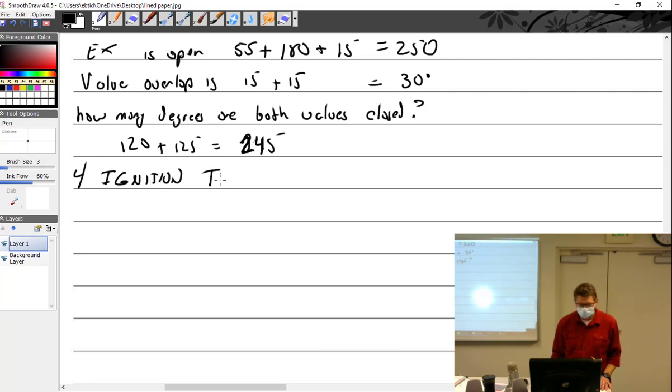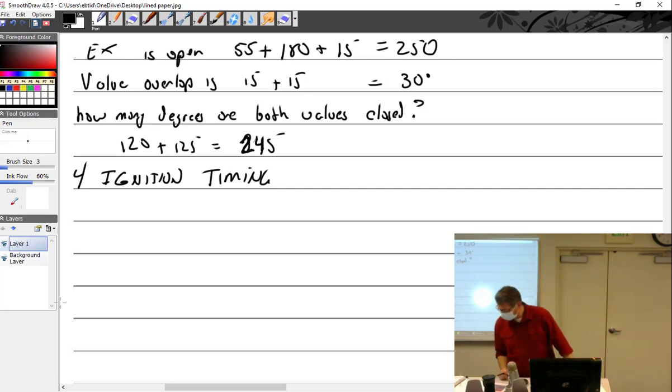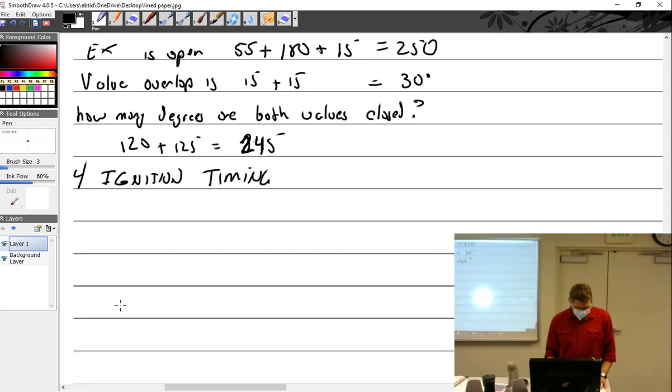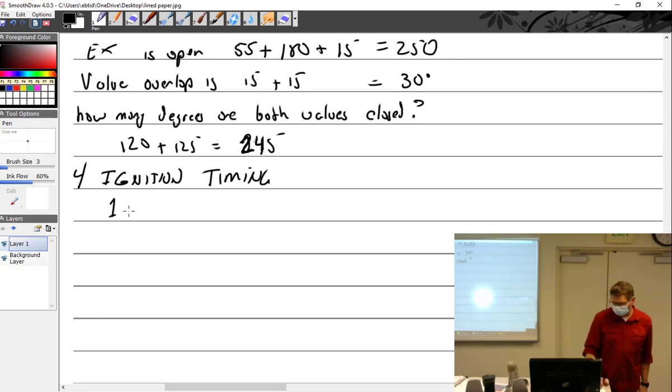All right, let's talk about ignition timing. In the same way that valves open early and close late, the spark is early. In the simplistic version of the little GIF we saw, ignition always occurred when? Top dead center. Boom, top dead center.